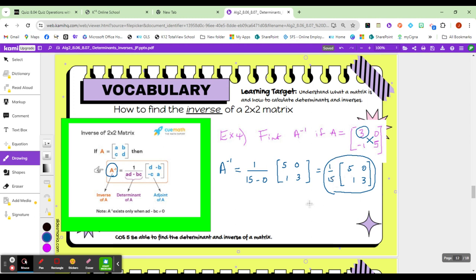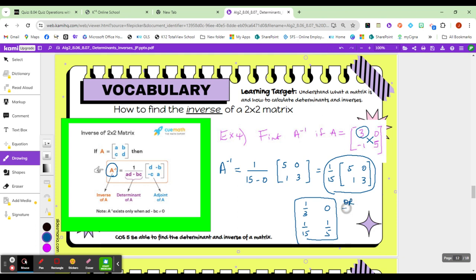So 1 over 15 times 5 is 1/3. 1 over 15 times 0 is 0. 1 over 15 times 1 is 1 over 15. And then 1 over 15 times 3 is 1/5. So I can see both ways.